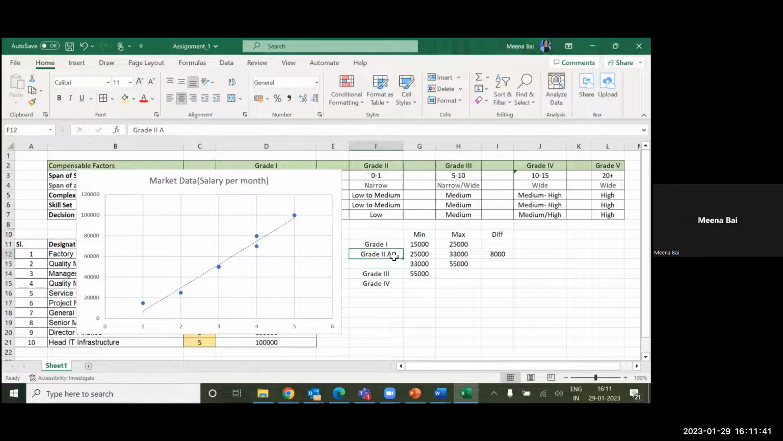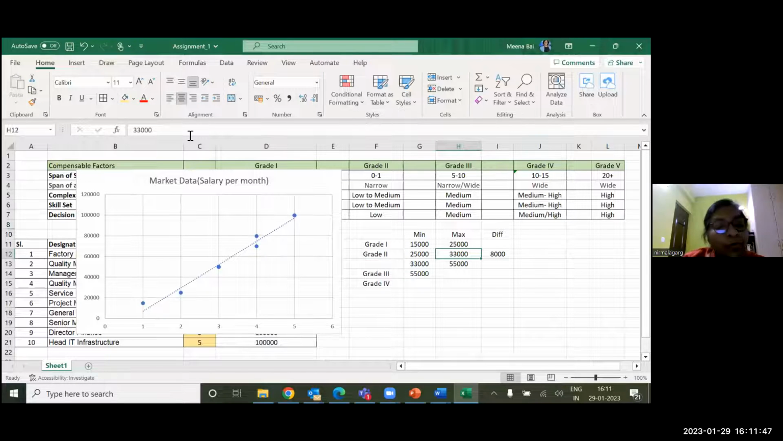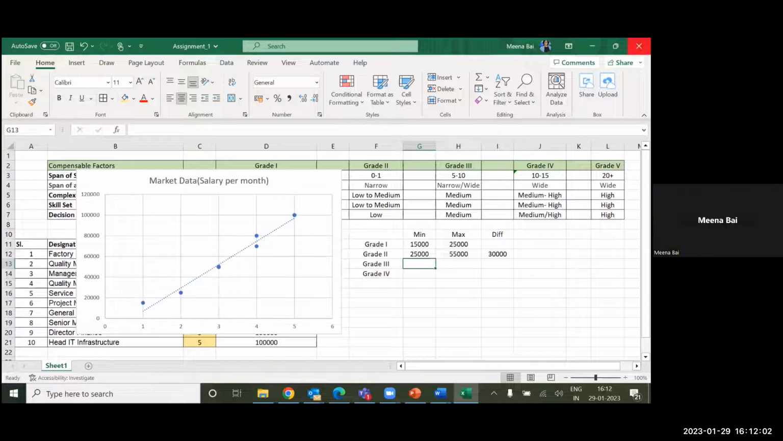I'll remove this. Grade 2, 25,000 to 55, I think. First, we'll do the broad bands like grade 2, then we'll do the sub bands. Okay, this is grade 3. This is medium. Trend lines.